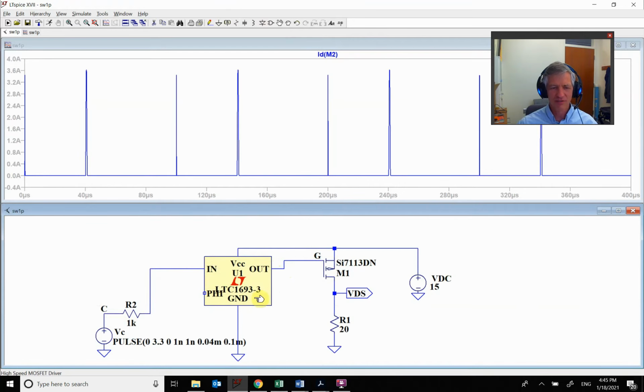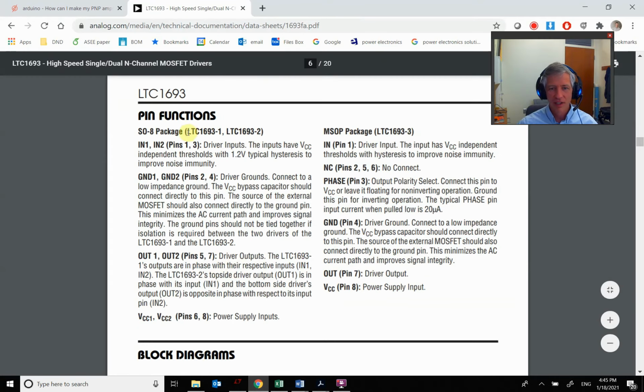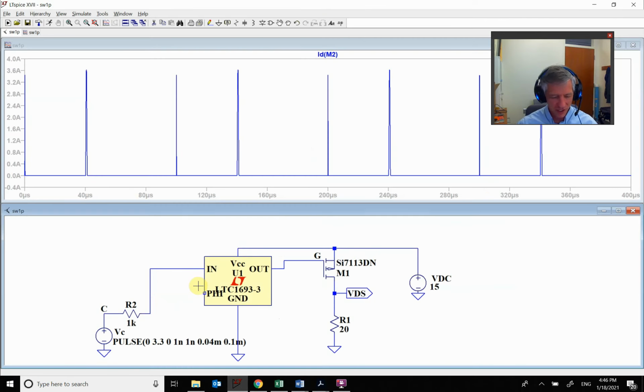And we got this phase shift. Well, let's go look and see what that was. So here's phase. Okay, so the output polarity selection: connect this pin to VCC or leave it floating for non-inverting operation, and ground the pin for inverting operation. So I can either tie it to high, so this can either be inverting or non-inverting. Well, right now, let's just tie it up here.